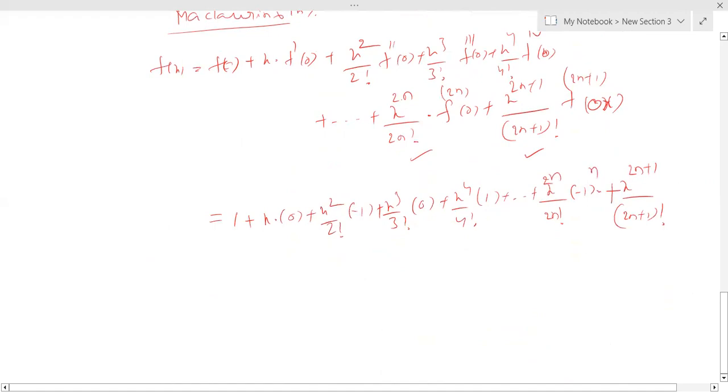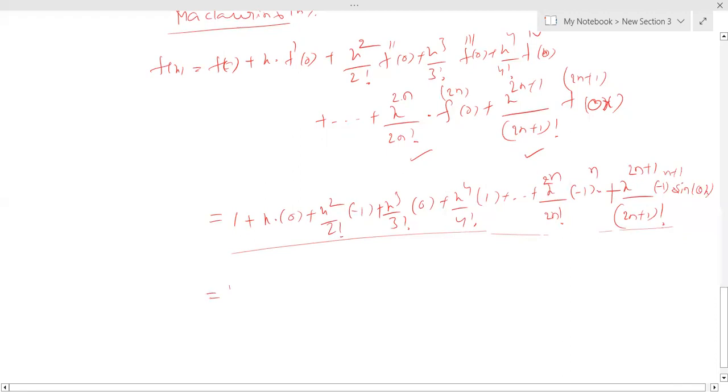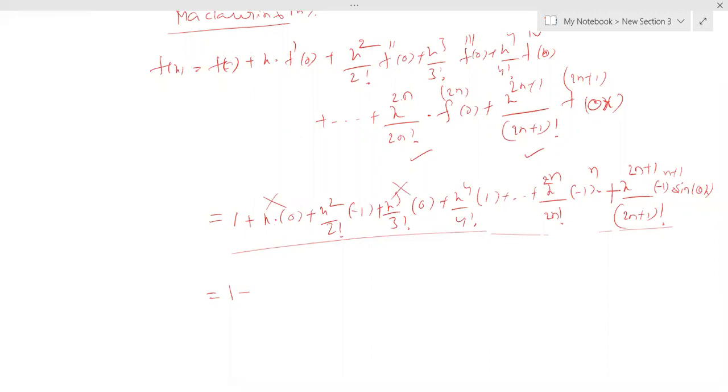Theta x. Minus 1 whole power n plus 1 into sine theta x. This is the value. If you simplify, the 1 plus odd terms are all 0. X into 0 is 0, x cube into 0 is 0. Only the even terms are left. 0 is an even number, so it is the 0th derivative, which means 1.